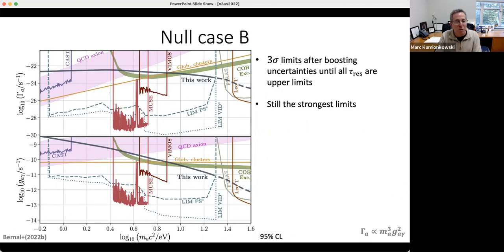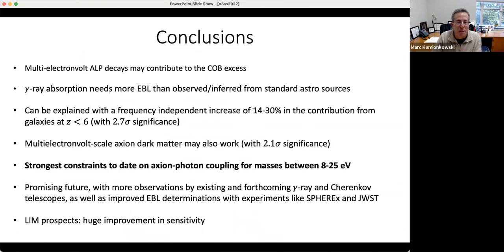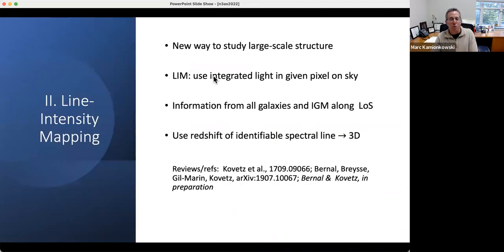But I did want to tell you one more thing that I think is interesting. So here is the region of the axion parameter space that would be needed to explain the New Horizons excess. And it turns out that if you want to test this hypothesis of a cosmic background excess with statistical significance, all you need to do is wait a few years until the launch of a NASA mission called SPHEREx that is going to do something called line intensity mapping.